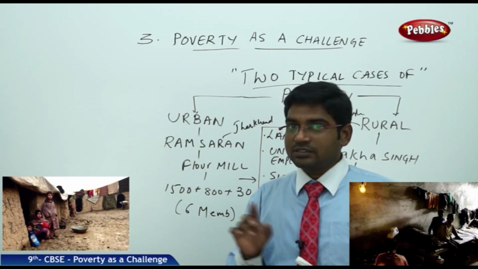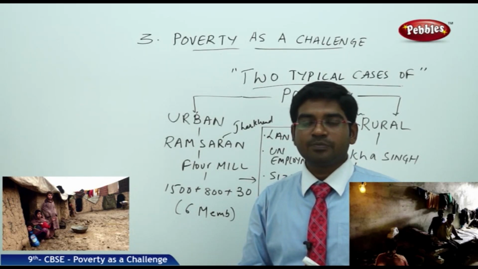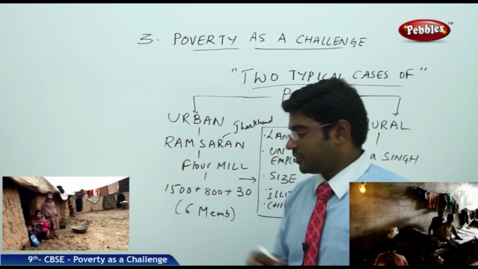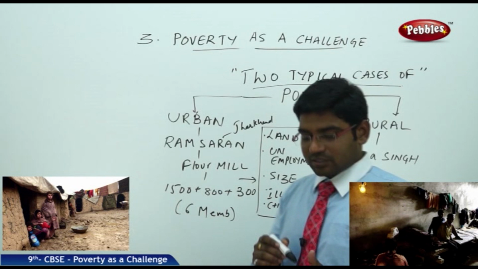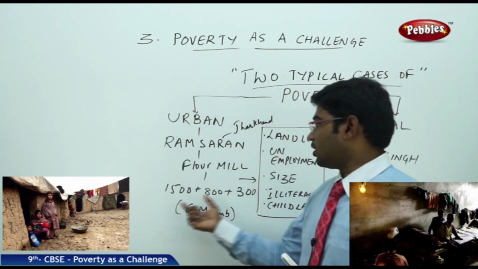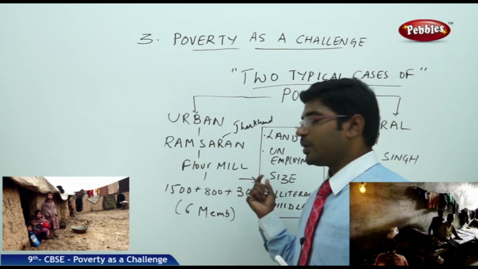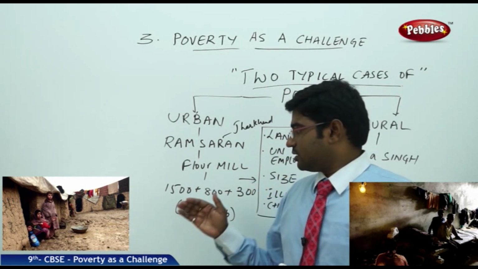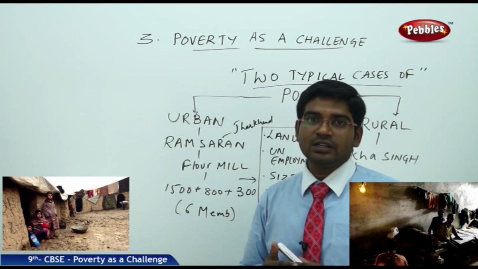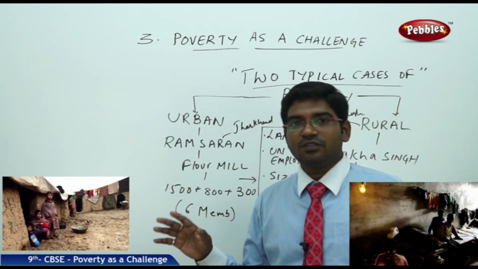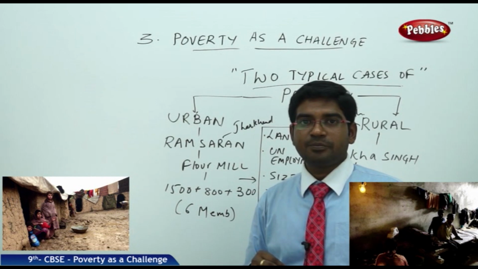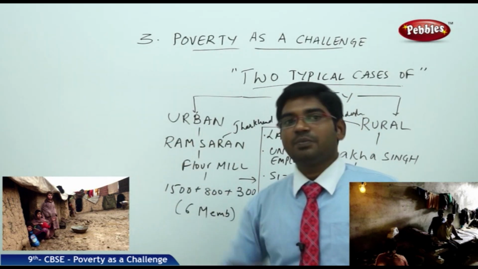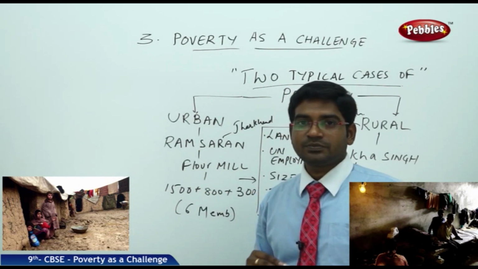rupees. His son, who is 10 years old, works in a tea shop and he gets around 300 rupees. So this is the total income of the family, around 23 plus 3, 2600 rupees. 6 members have to survive, where the younger child, a girl who is 8 years old, looks after the other 2 small children, and he should also send some amount to his aged parents who stay in the village.